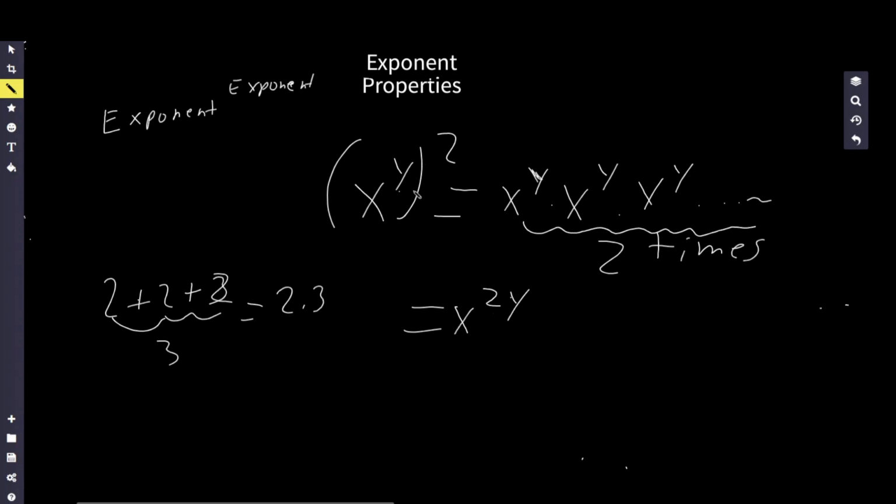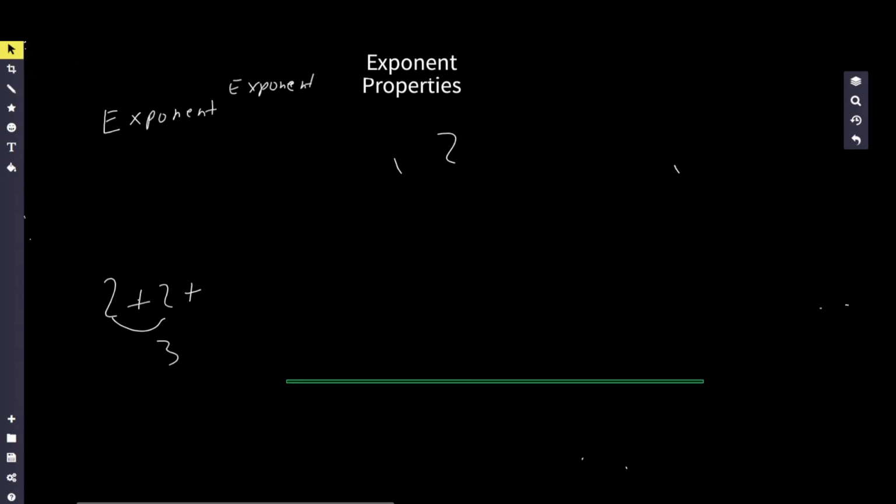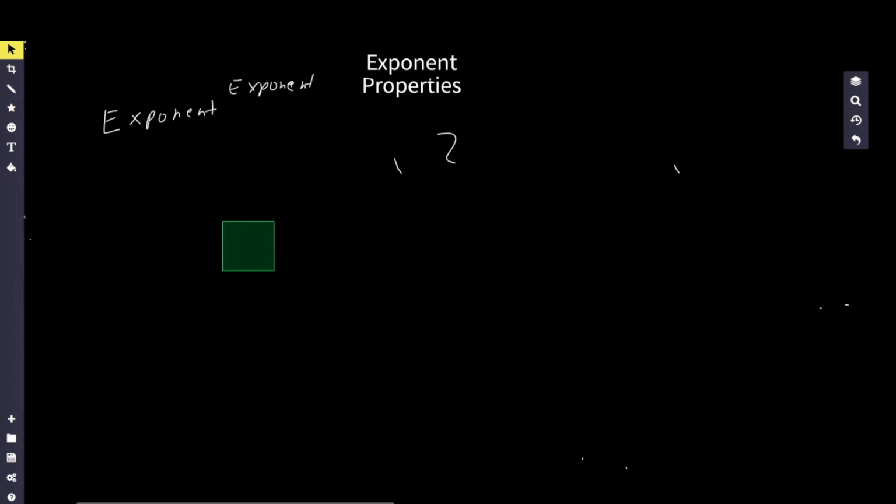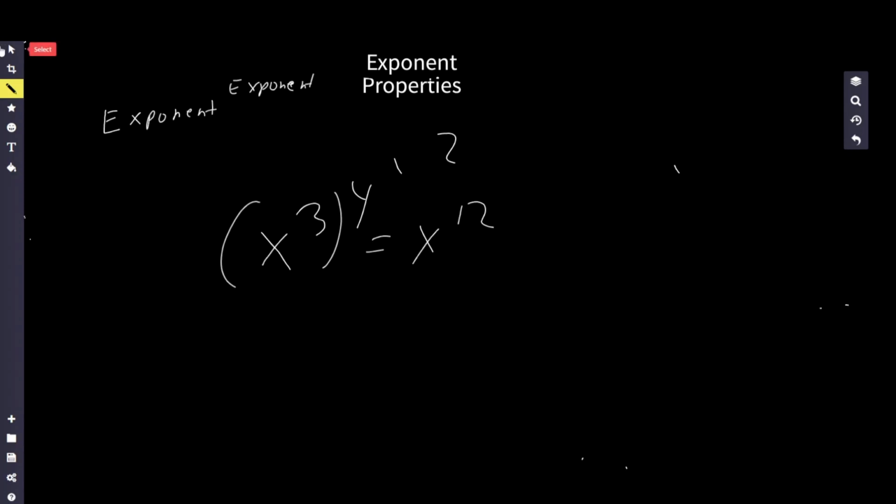So now we've seen a generalization. If we have x to the y to the z, we can rewrite that as x to the y being multiplied z times. And then when we add all of these together, it's x to the yz, or x to the zy. So if we have something like x cubed to the fourth, that's x to the third power times 4, so that's x to the 12th.